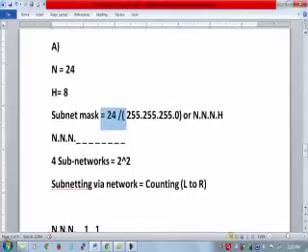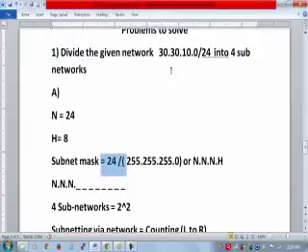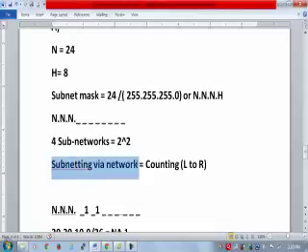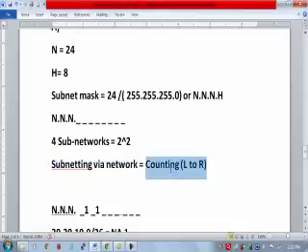Then I have told you one very important thing, that the problem says I want to divide this network into four subnetworks. So again, 4 in the power of 2 comes as 2 raised to 2. So 2 power 2 is equal to 4. And the next thing that you should identify is that this problem is saying that subnetting should be done via networks. So I told you that in subnetting via networks, the counting will always be done from left to right. Please follow this rule. This is the crux, the important rule which will help you solve all the problems of subnetting.